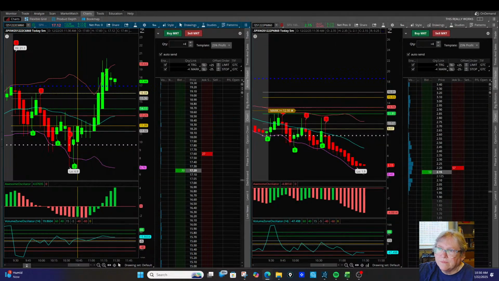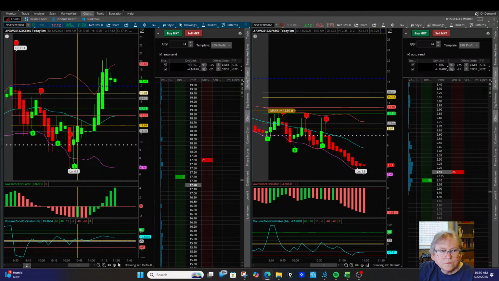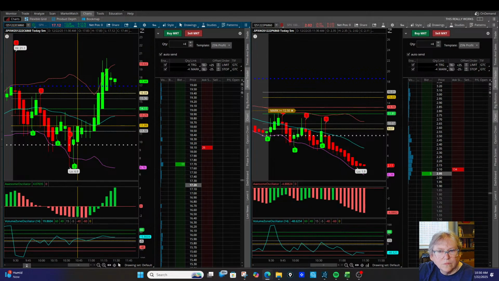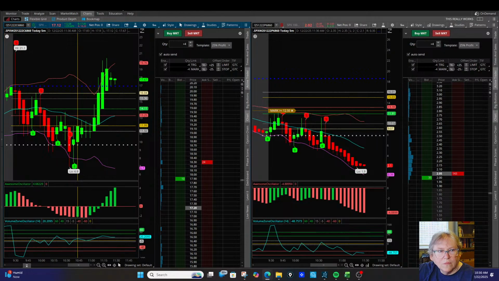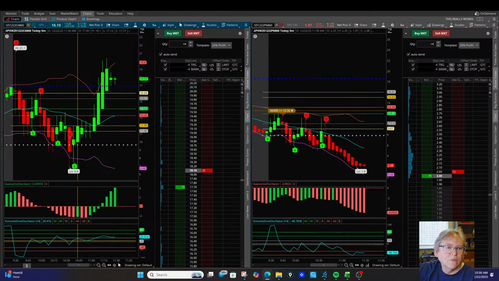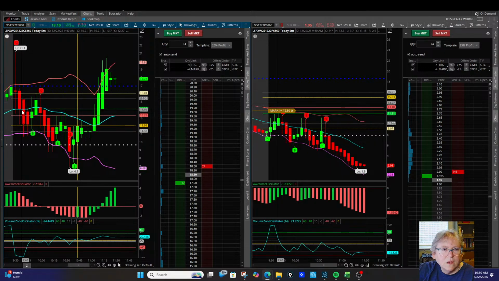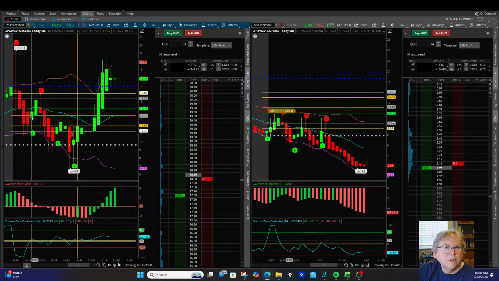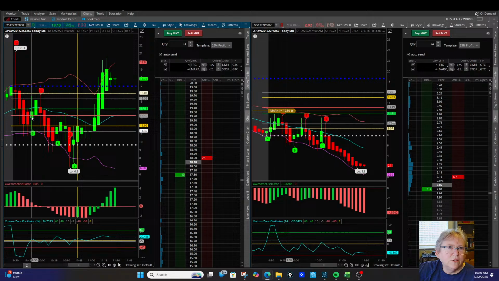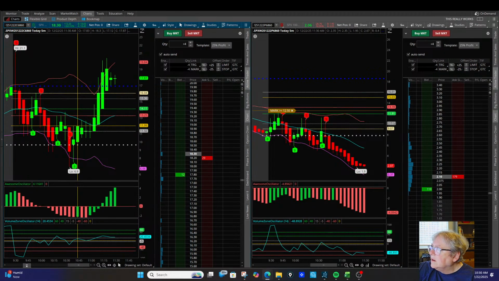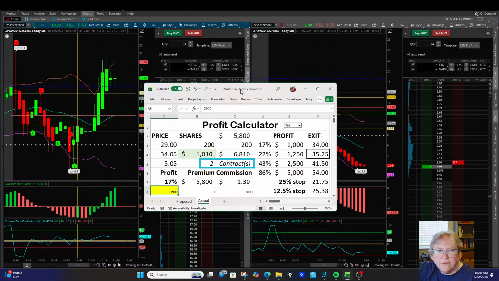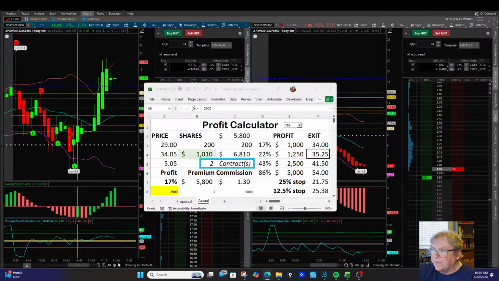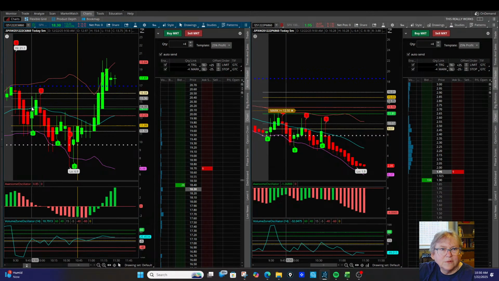So this one kind of changed its course. Let's see. This one closed on this first buy candle at 13.75. Just to show you how my profit calculator works, I put that amount, I've already forgotten it, 13.75.